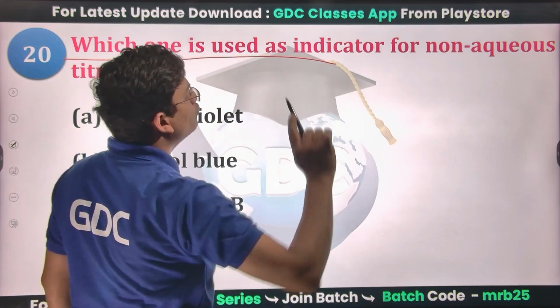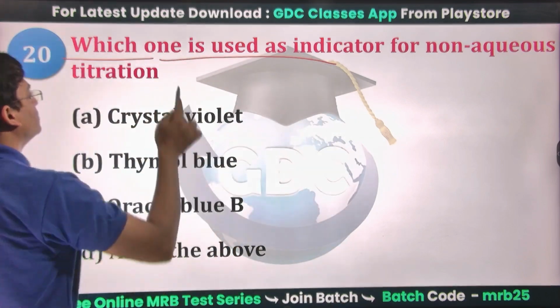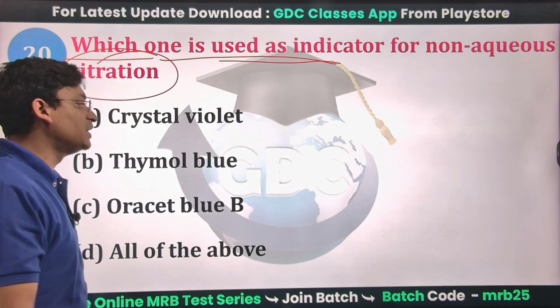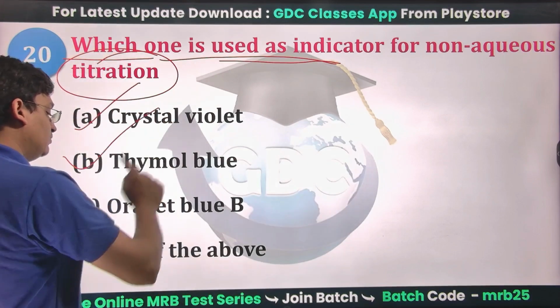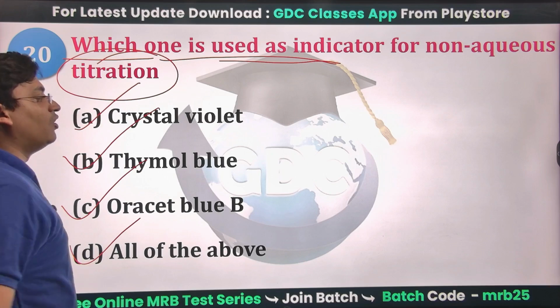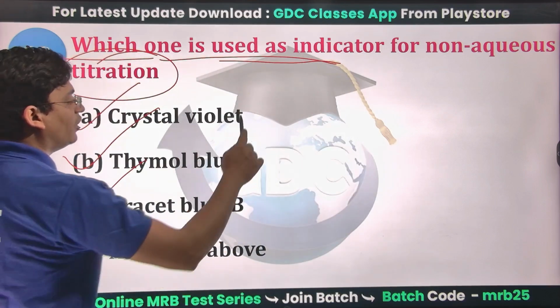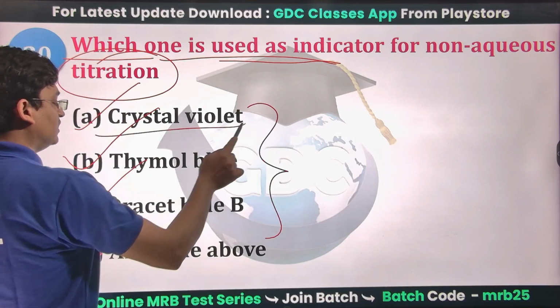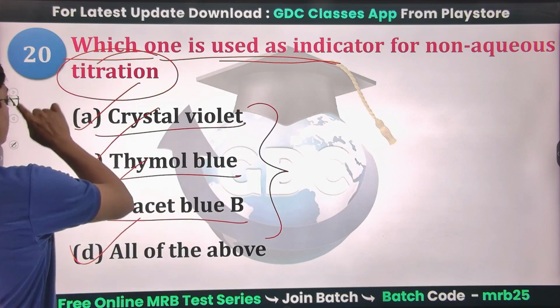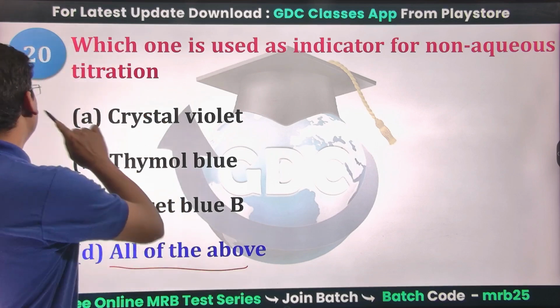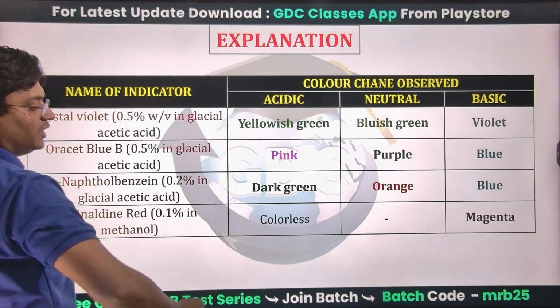Which one is used as an indicator for non-aqueous titrations? What is the indicator used for the cases of non-aqueous titrations? Is it crystal violet, thymol blue, oracet blue, or all of the above? So for the case of non-aqueous titrations, we use all these indicators, that is crystal violet, thymol blue, and oracet blue. All are correct. So all of the above will be the right answer.